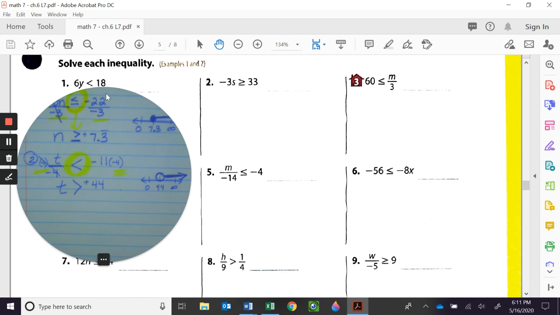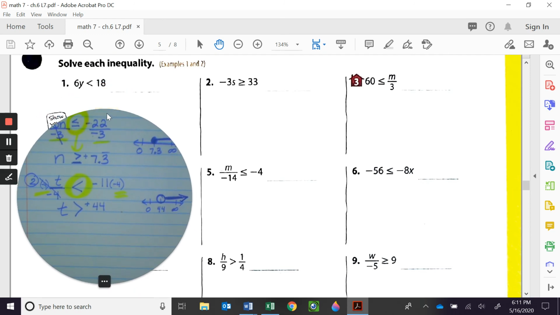So be very careful not to overgeneralize. Okay, so like look at number 3 here. 60 is less than or equal to m over 3. All right, so this is a division problem. So we're going to multiply by 3 so that my m is by itself. Now, why didn't I circle my inequality? Because I didn't have negatives involved. So I'm going to leave everything the same except for multiplying and getting 180.